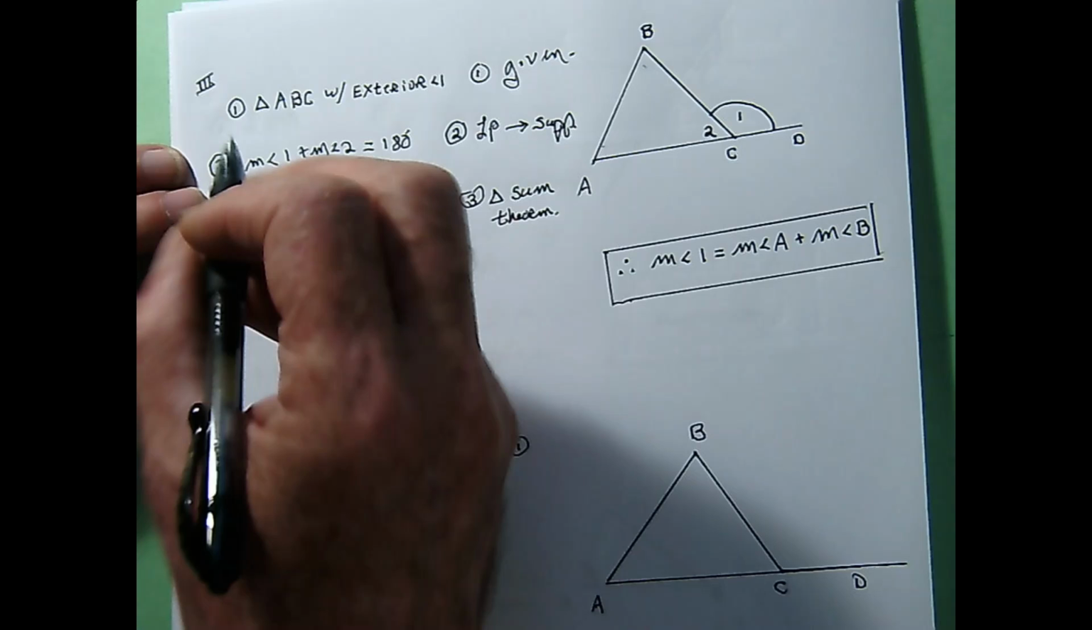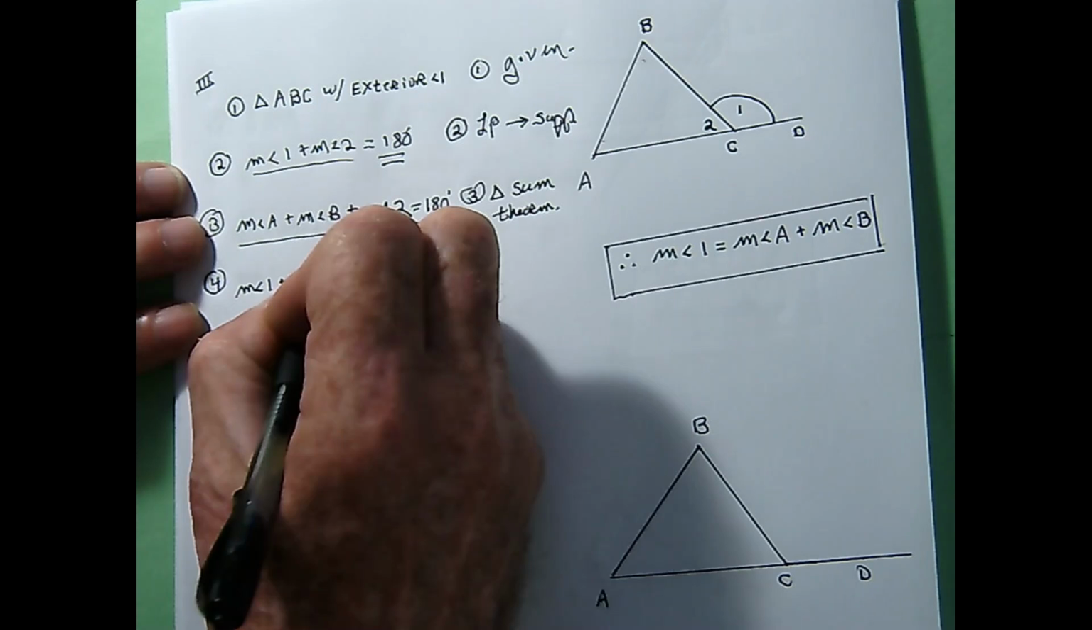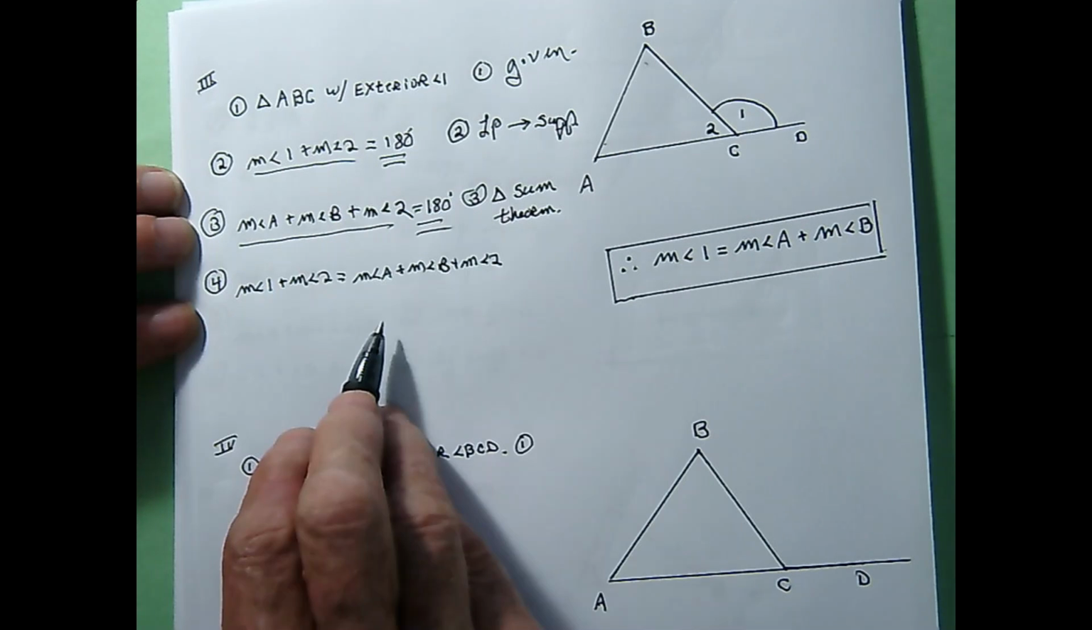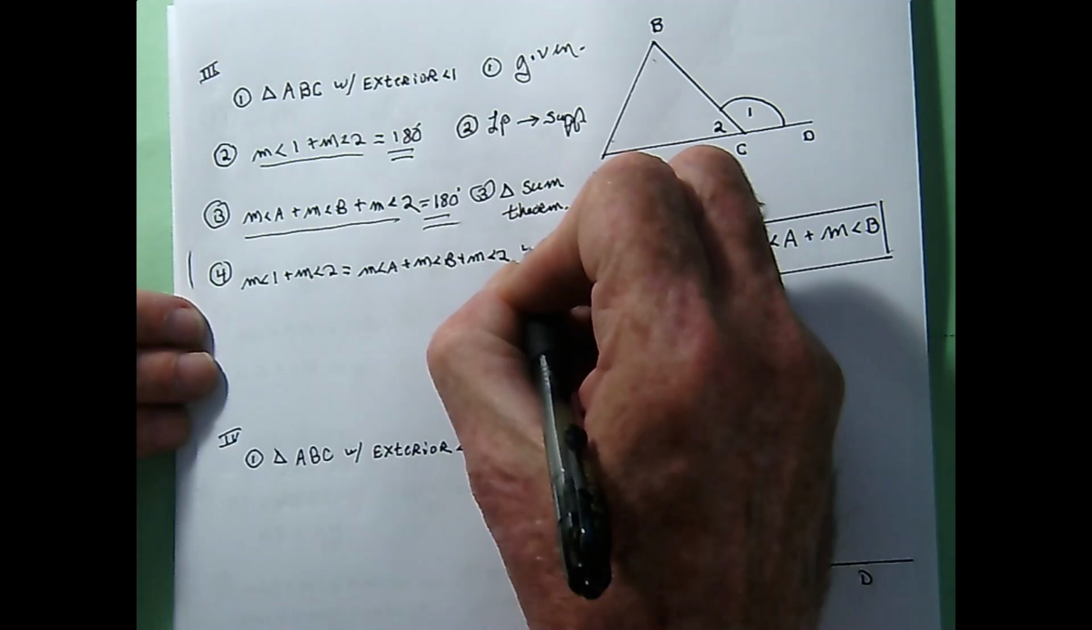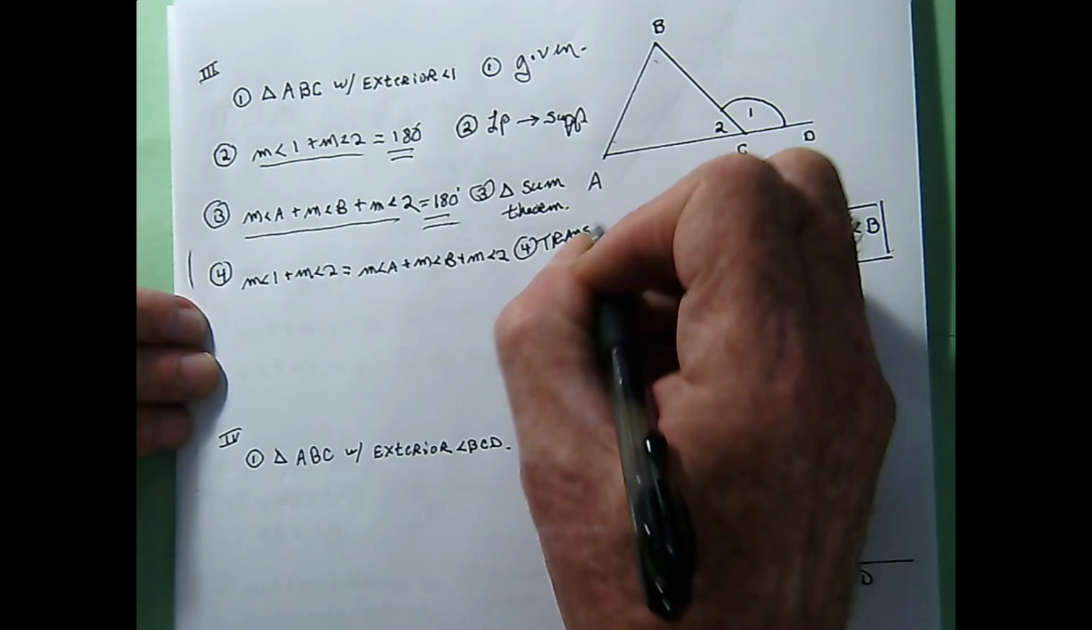I'll just jump right to it. If this is equal to 180 and this is equal to 180, then those 2 things must equal each other. I'll go with the measure of angle 1 plus the measure of angle 2 must equal the measure of angle A plus the measure of angle B plus the measure of angle 2. And you say, well, how could you come to this conclusion? And I say, well, if 2 things equal the same thing, then they equal each other is the transitive property. So my reason for statement 4 is the transitive property of equality.